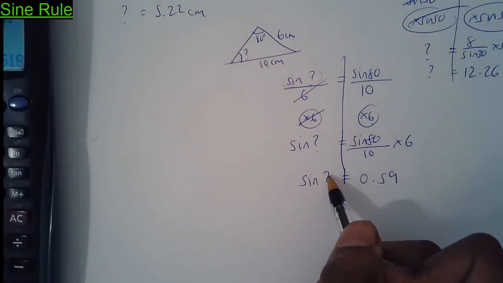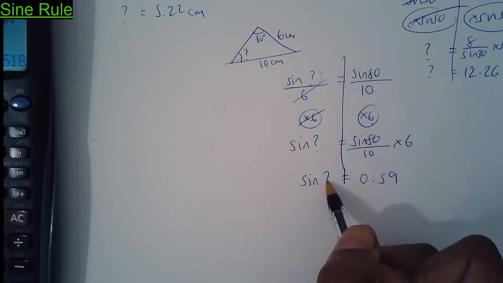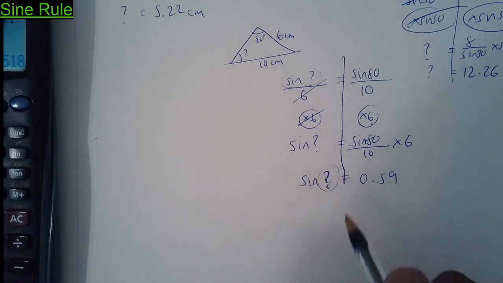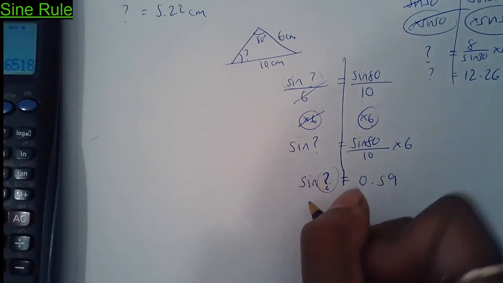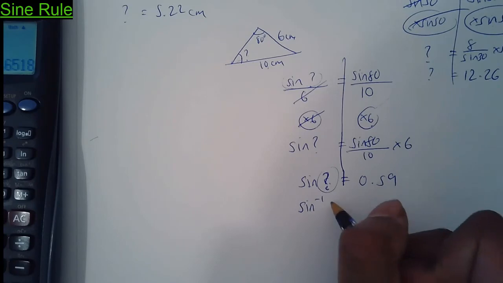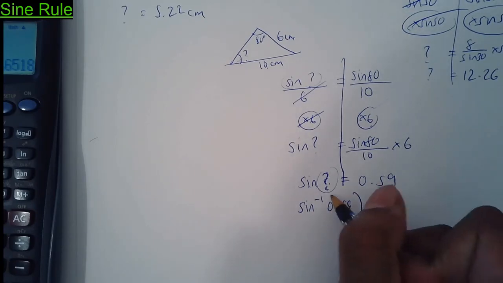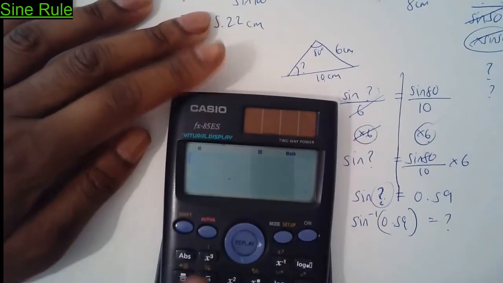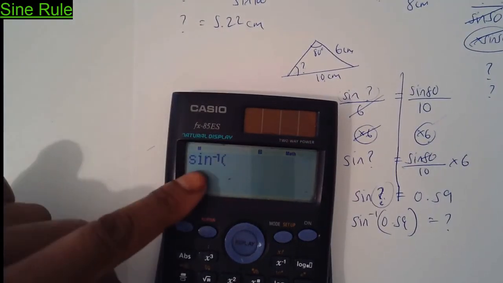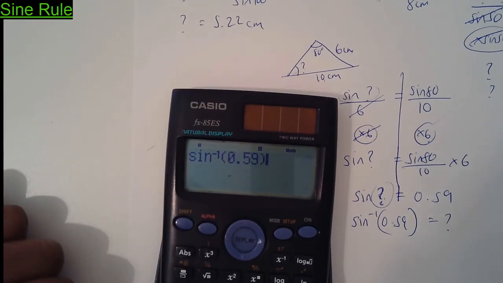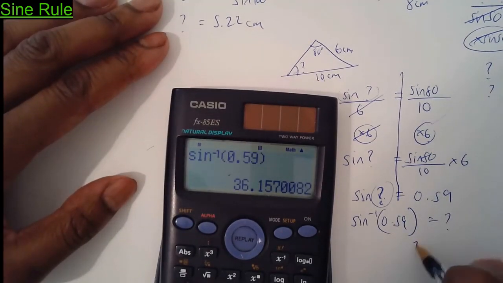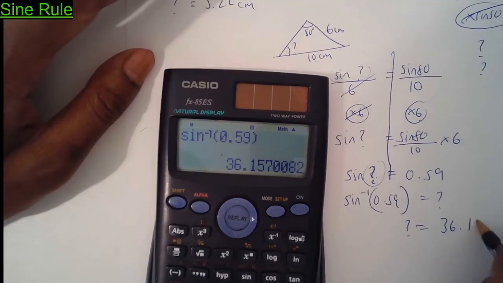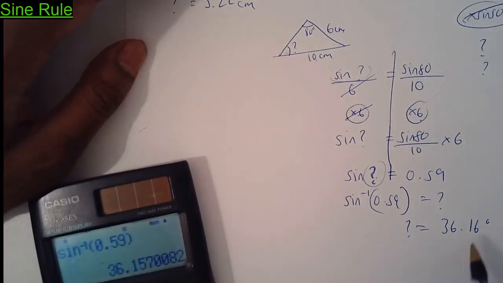So what do I do to get the question mark out now? Because sin question mark, sin angle, is 0.59. That is not the angle. That question mark itself is the angle. So what I do is shift sin 0.59. That'll get the angle out. So watch, shift sin. I get that. So the angle, 36 point, around 2 decimal places. That's the angle for that one.